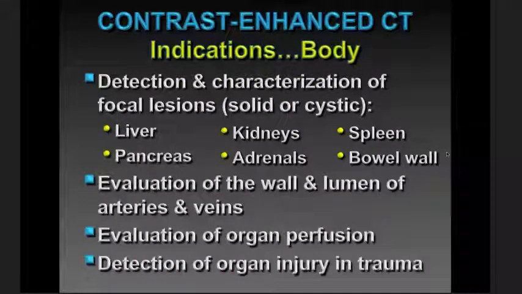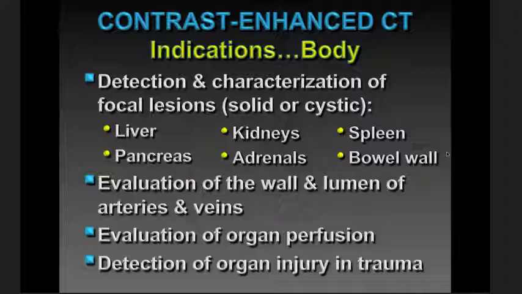All right, so let's first of all look at indications for doing abdominal CT. One of the reasons that we rely on CT to do the imaging of the abdomen and pelvis is for the detection and characterization of focal lesions, not only solid lesions and solid organs, but even cystic lesions as well, primarily in the liver and the pancreas, which are particularly challenging, also in the kidneys and the adrenals, which are a little easier in general.